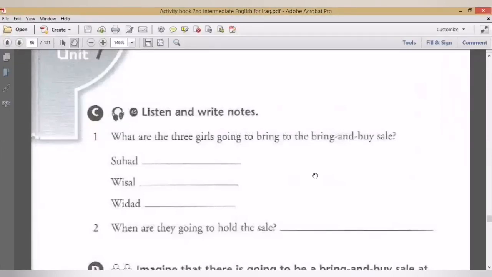Part 1. Hello, Sarah. I hear there's going to be a bring and buy sale. Yes, that's right. Well, I'll bring a camera. A camera? Isn't that a bit... It's all right. I've just got a new one. But the old one still works. Oh, that's great. Thank you, Suhad. When's the sale? On Monday at 4 o'clock. Fine. See you then.